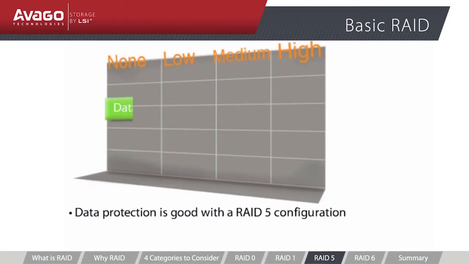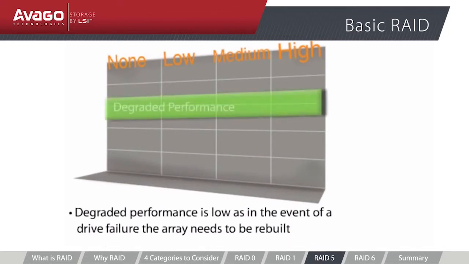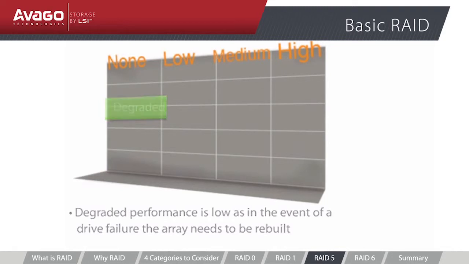Data protection and availability is good, but RAID 5 tolerates only one drive failure. Degraded performance is low. The RAID controller, upon a drive failure, needs to reconstruct the data set and does this by rebuilding the array using available parity information. This affects all of the drives since the parity is distributed to all of them.